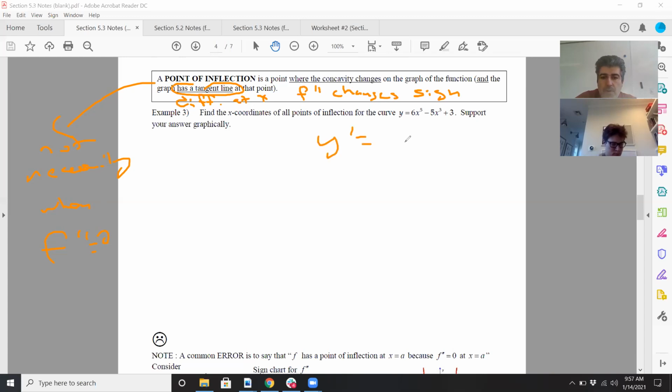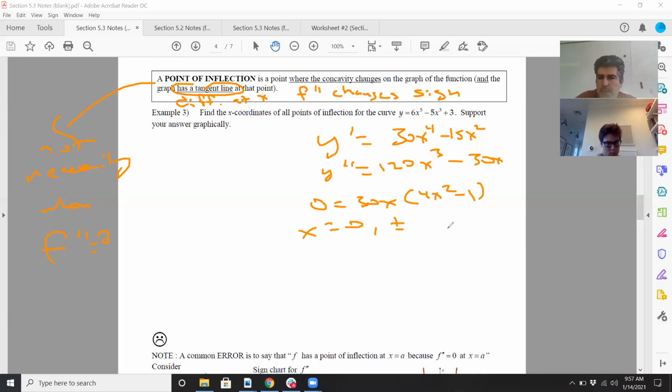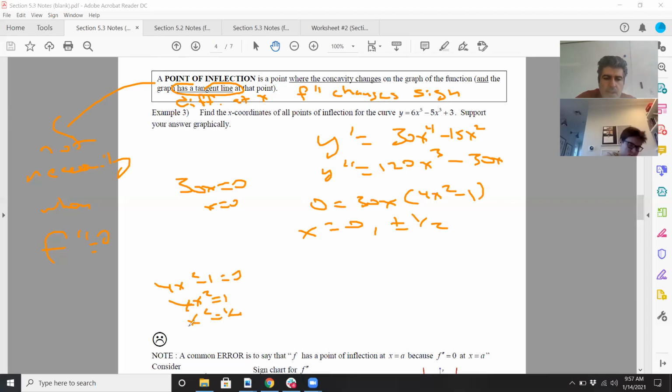Y prime, of course, is 30x^4 minus 15x squared, and the derivative of 3 is just 0. Y double prime is 120x cubed minus 30x. Set that equal to 0. Factor out a 30x: 4x squared minus 1. Solve for x. You should get 3 answers. I know I'm skipping the algebra a little bit, but 30x equals 0, so x is 0. 4x squared minus 1 equals 0, so 4x squared equals 1, x squared equals 1/4, square root both sides, and x is plus or minus 1/2. Easy peasy, right?